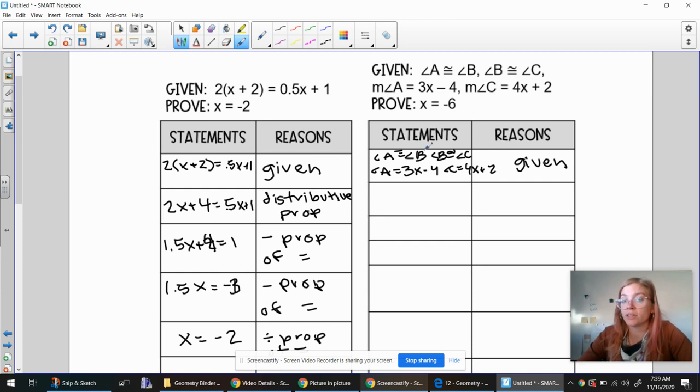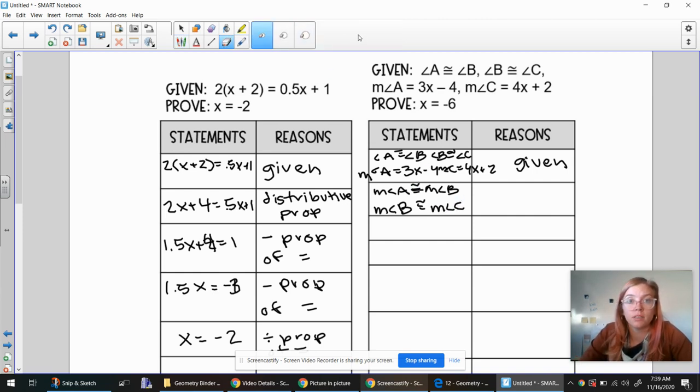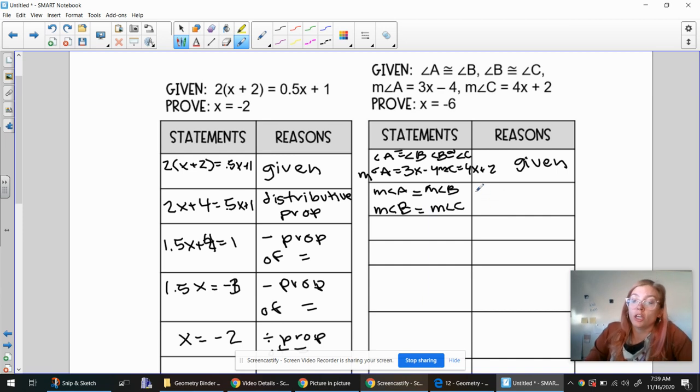Well, if angle A is congruent to angle B and angle B is congruent to angle C, these are measures, then the measure of angle A is equal to the measure of angle B, and the measure of angle B is equal to the measure of angle C. When we use measures, we don't have congruence, we just have equals. So this is the definition of congruent angles.